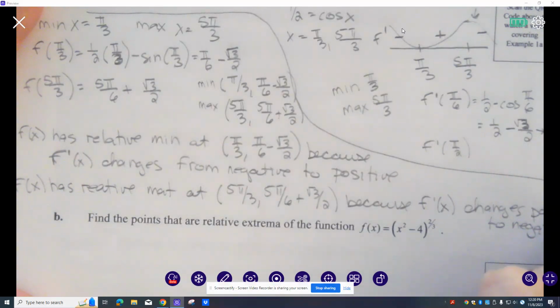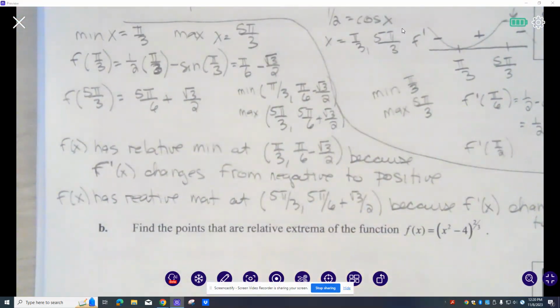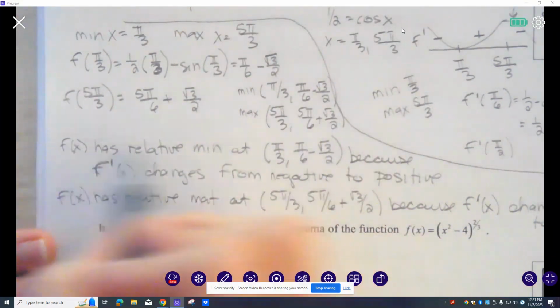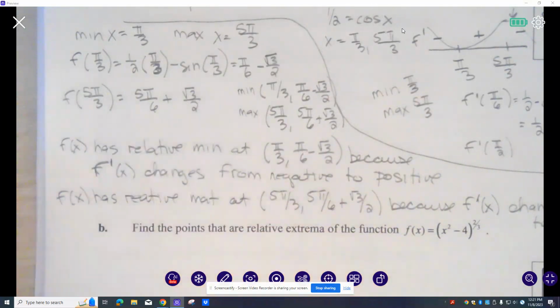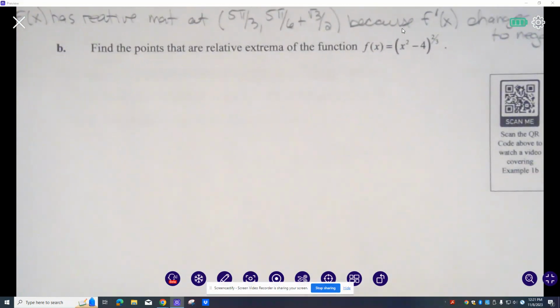Now, a couple of things for documentation. Never say "the function," because if you think about this problem, we have talked about two functions, f of x and f prime of x. Never say it. I don't know what it is. So be very specific. This is f prime. F prime changes. This is f of x, has a max or min. Never use the words "it" or "the function." Be very specific.